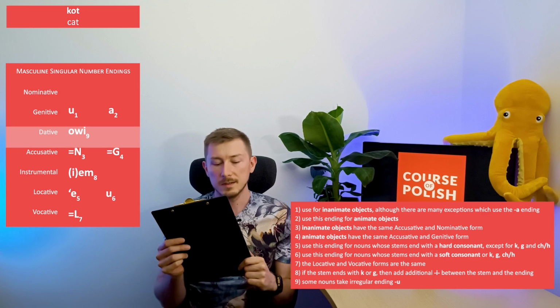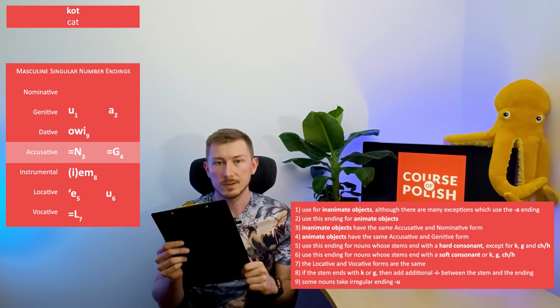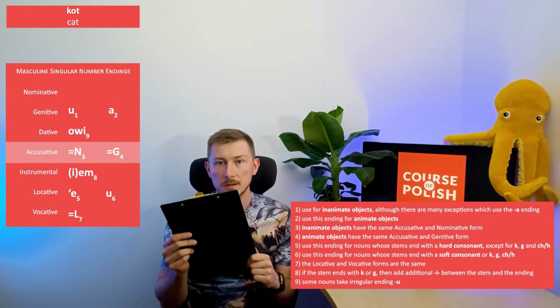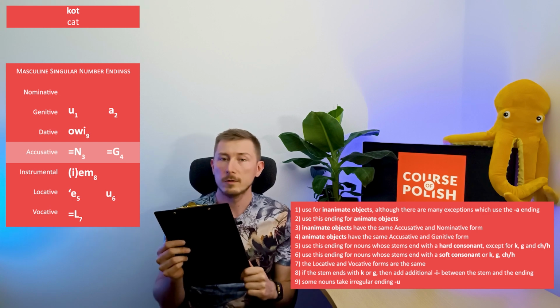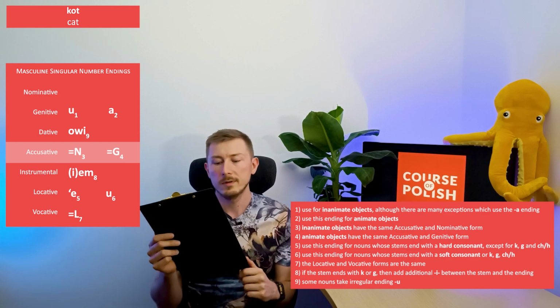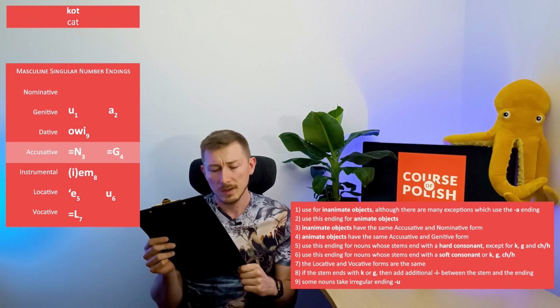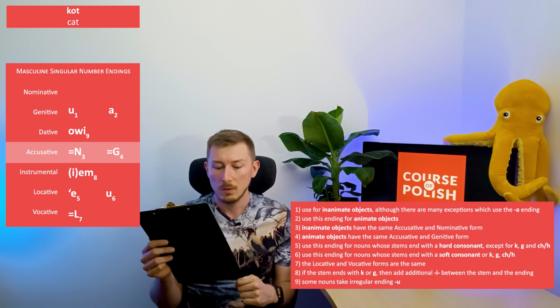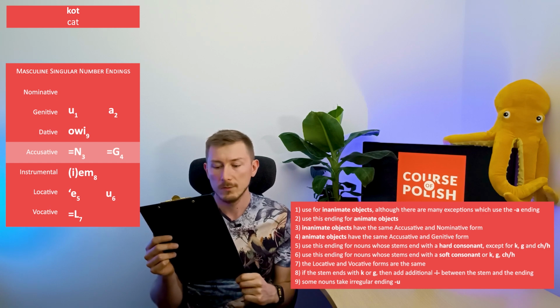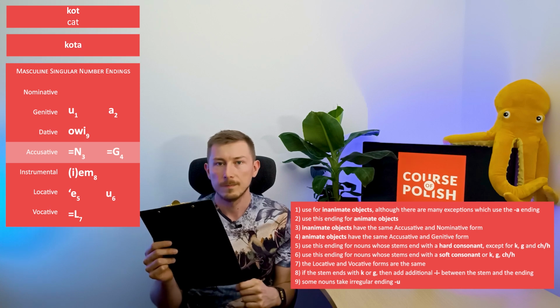Kotu. Next case, accusative. Here we have 2 options, either the same form as in nominative case or the same form as in genitive case. Let's read the rule number 3. Inanimate objects have the same accusative and nominative form. Alright, so we don't use the nominative form, we have to use the genitive form. So it will be kota.